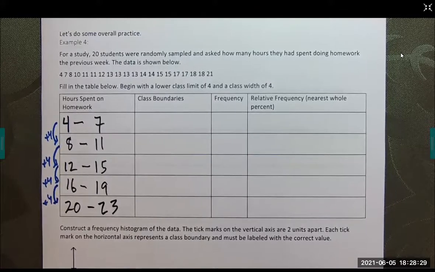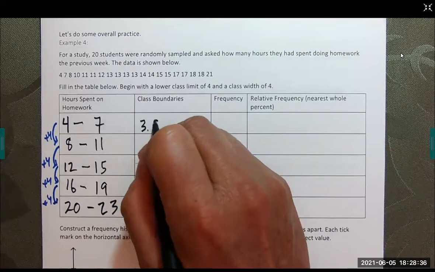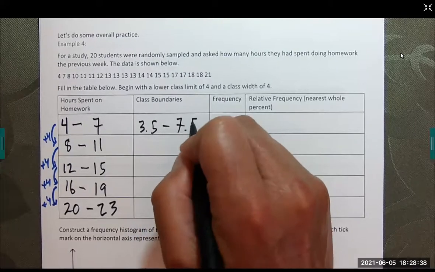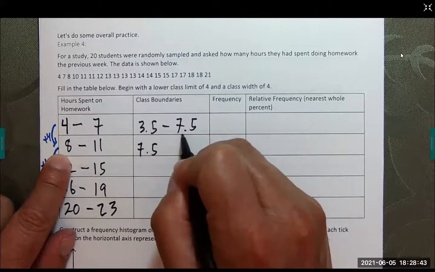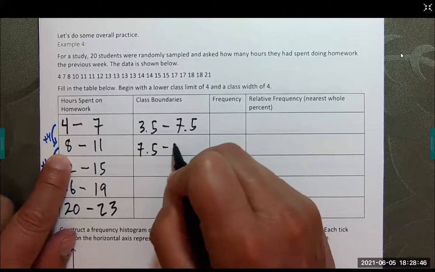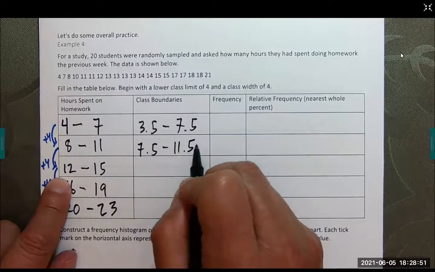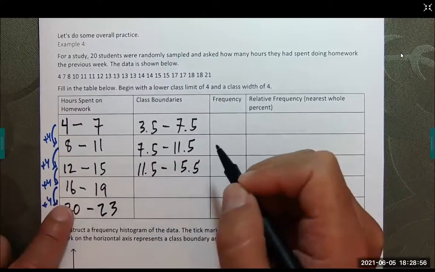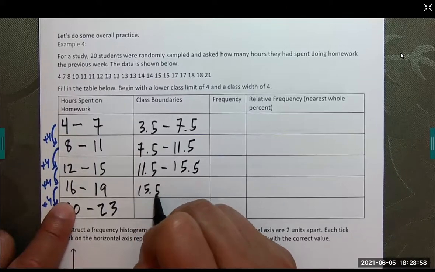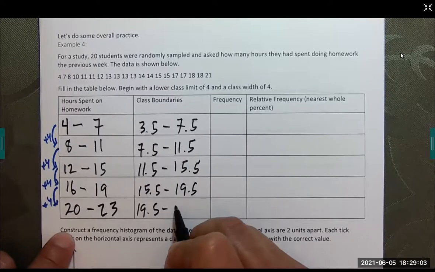Now we need our class boundaries. If you remember class boundaries, that means we go up and down 0.5. So this becomes 3.5 through 7.5. I'm going to go down 0.5 here. That's going to be 7.5, and you'll note it's the same up to 11.5. Going down here gives me, again, 11.5 up to 15.5. 15.5 through 19.5, and 19.5 through 23.5.